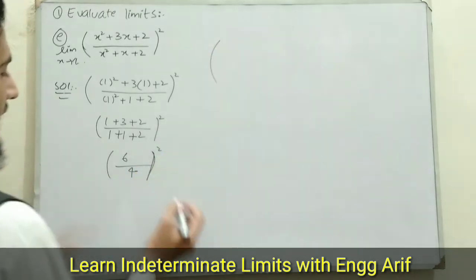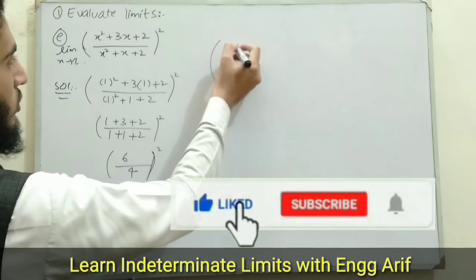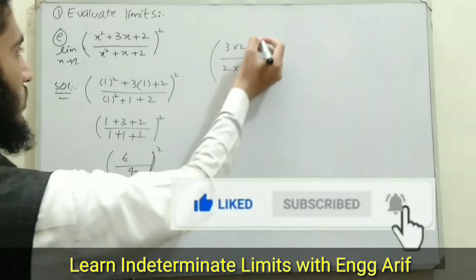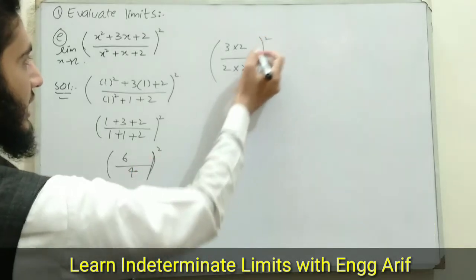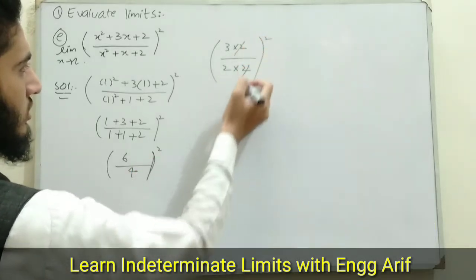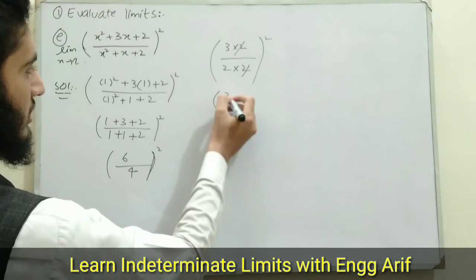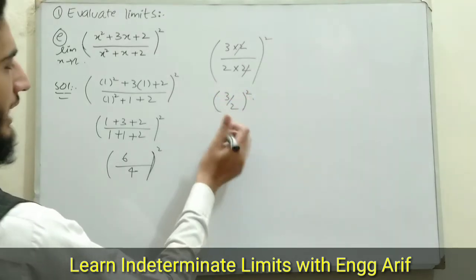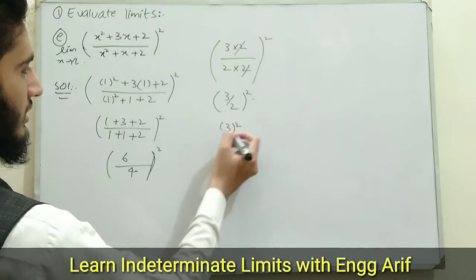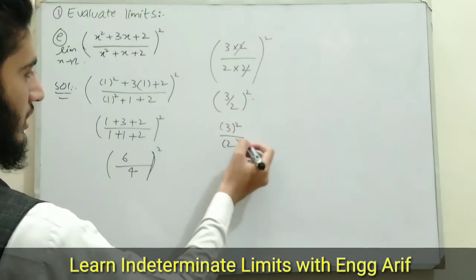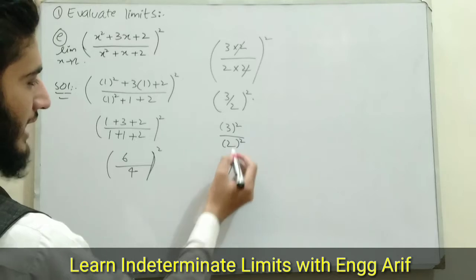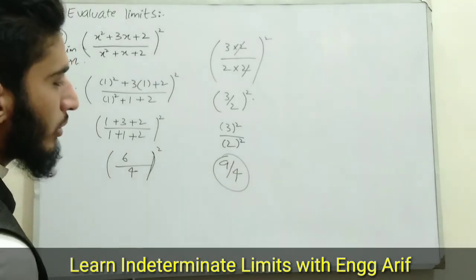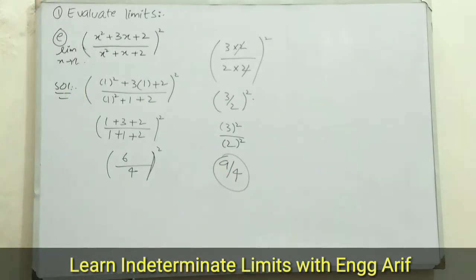Now we can write 6 as 3 multiplied by 2, divided by 4, and 4 can be written as 2 multiplied by 2, whole square. Now cancelling this 2 with this 2, we are left with 3 by 2 whole square. Now taking the square on both 3 and 2, it becomes 3 square divided by 2 square. So 3 square gives us 9 and 2 square gives us 4. So the result of the 5th part of question number 1 is 9 divided by 4.